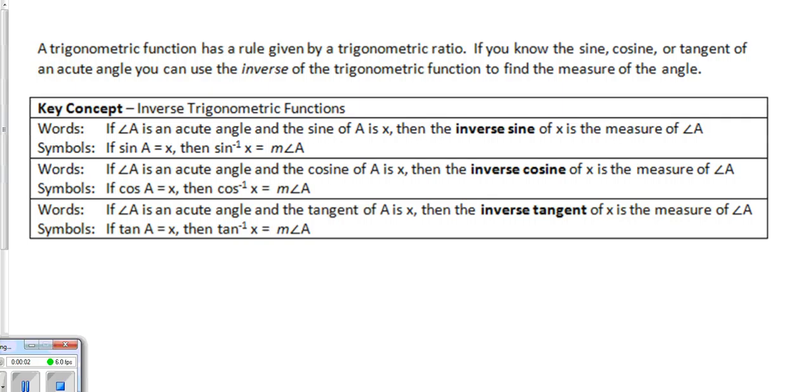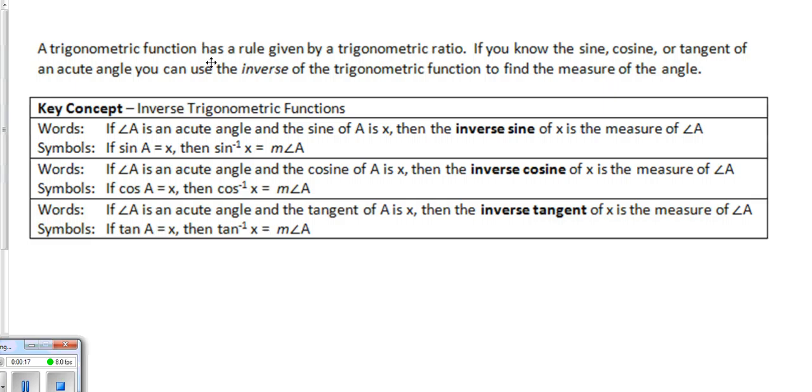All right, we're on to our second video for 10.7. In the last video we went over some of our regular trigonometric functions: sine, cosine, and tangent. Now we're going to look at the inverse trigonometric functions.